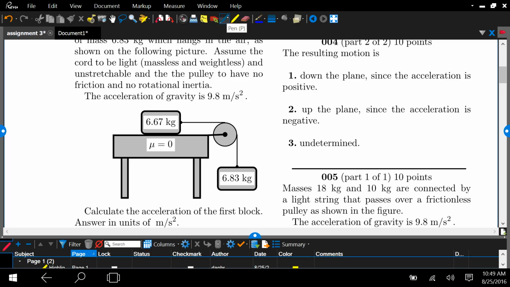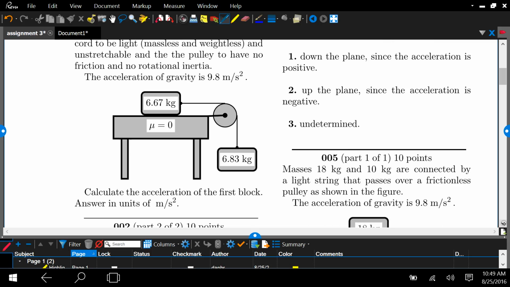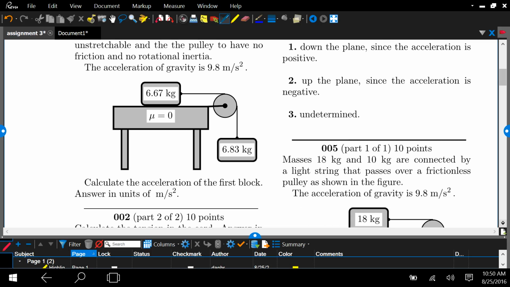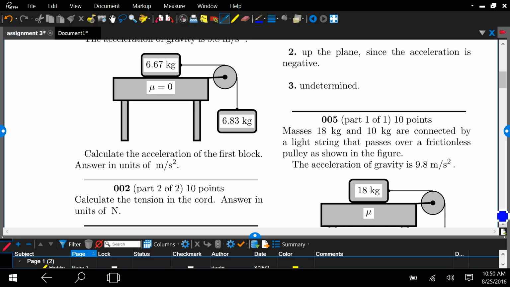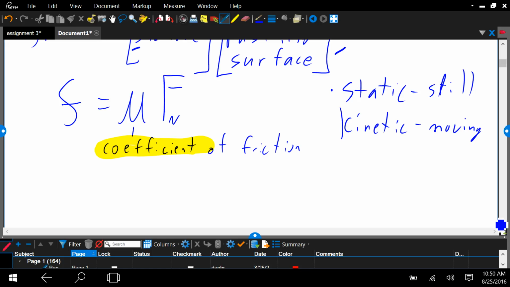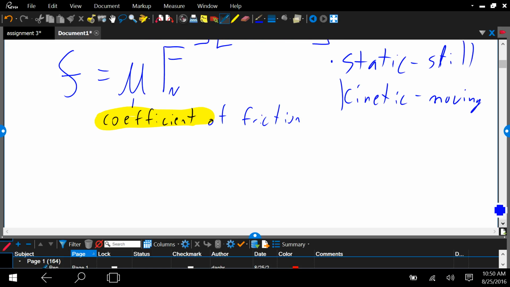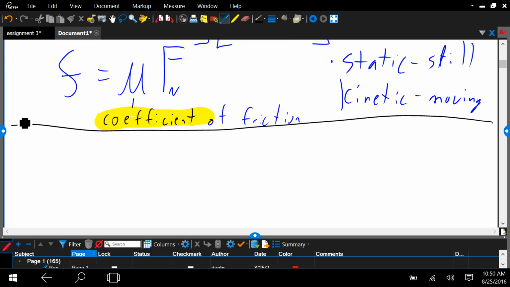All right, let's take a look at this problem. And there's a part two, which usually asks for the tension in the cord. Let's see how F equals ma will help us solve this. One more skill we want to add to our bag of tricks is to be able to draw a free body diagram, sometimes called a force diagram.